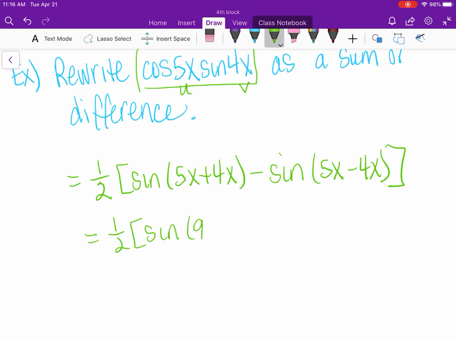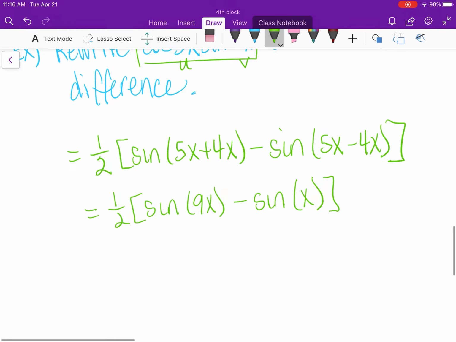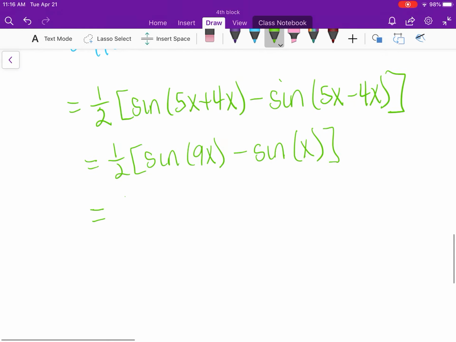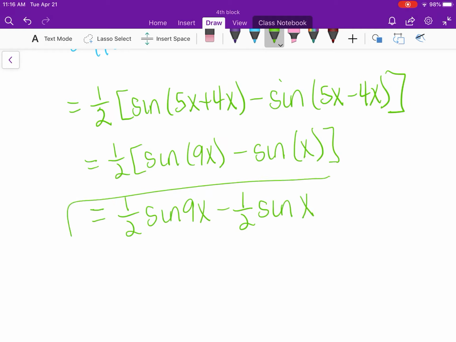So this is going to be the sine of 9x, and this will be the sine of x. Okay, and then now we can distribute the 1/2. And that's my answer. Okay. You can't actually subtract those sines because one's the sine of 9x and the other's the sine of x. They both have to be the sine of the same coefficient of x.